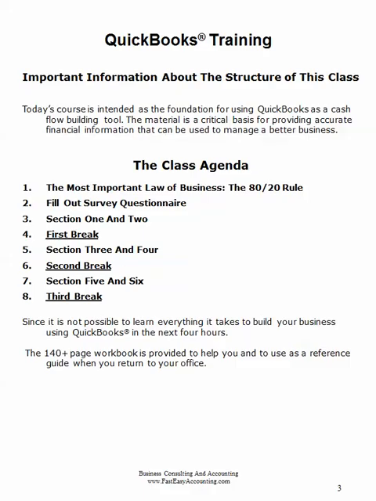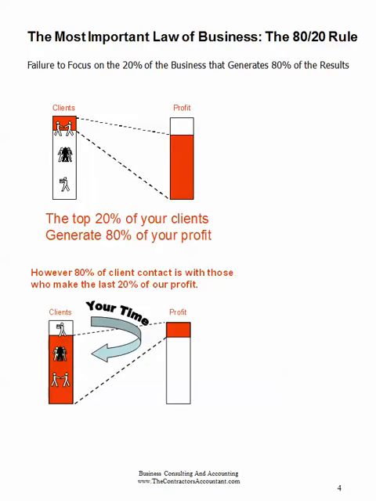The structure of the class is really simple. The first thing I do is cover the most important law of business, the 80-20 rule. We fill out a survey questionnaire. We cover sections 1 and 2. We take a break. Sections 3 and 4, take another break. Sections 5 and 6, and take a third break. Pretty simple. Now I also include a 140-page workbook that you can use as a reference guide you turn to in your office. Give you a quick sampling.